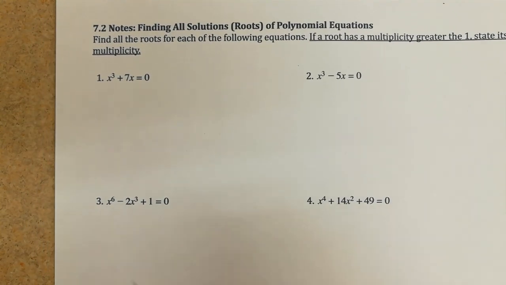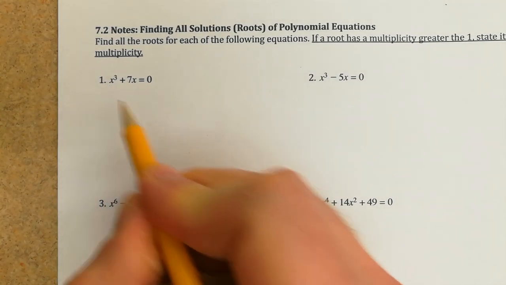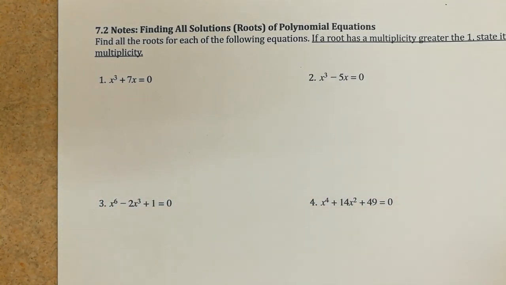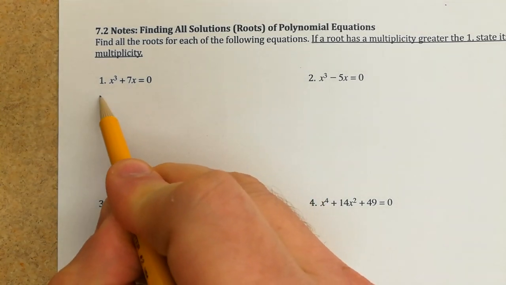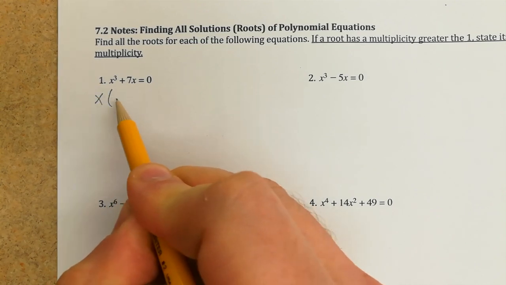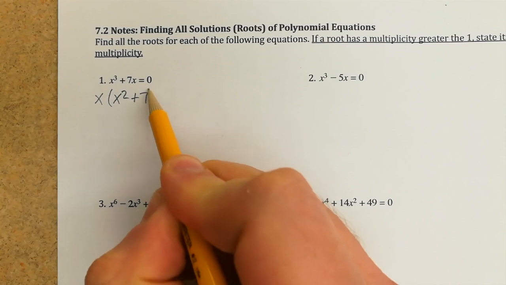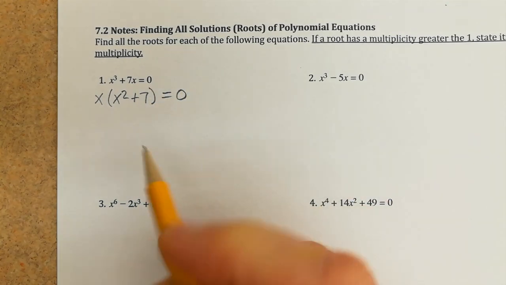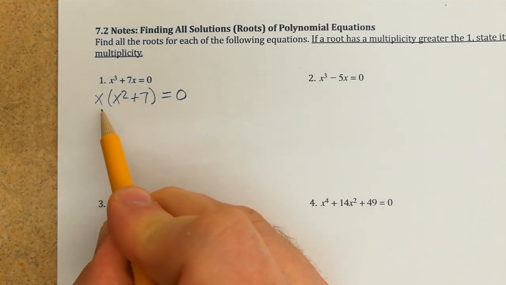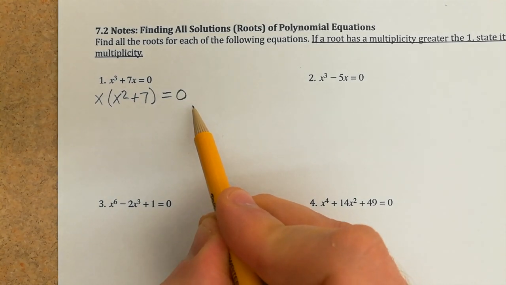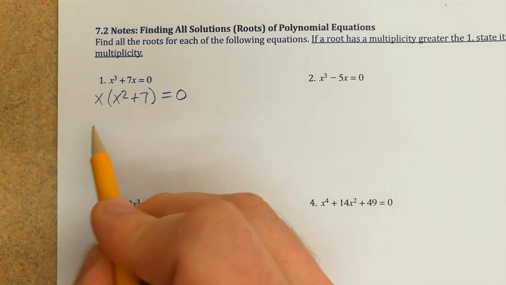the solutions or roots. So number one, and with any kind of factoring situation, you want to ask yourself, is there a common term I can take out? Yes, I can take out an x here. So x times x squared is x to the third. x times 7 is 7x. Then this is as factored as we can get it. We can't break down this any further.